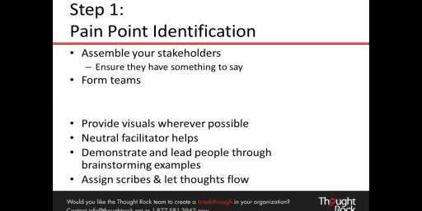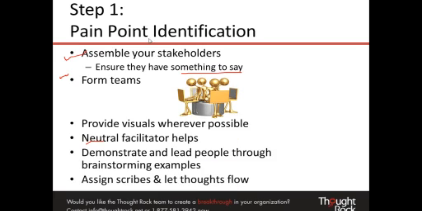Okay. And so the first thing we need to do, as I mentioned, we're going to have stakeholders. You need to assemble your stakeholders, make sure they have something to say. So get people who want to participate and really want to try and improve things that are going on. And especially when you may have technical teams or other types of groups, you want to put people into teams because around the concept of brainstorming, you tend to be much more creative when you're brainstorming around the team's concept.